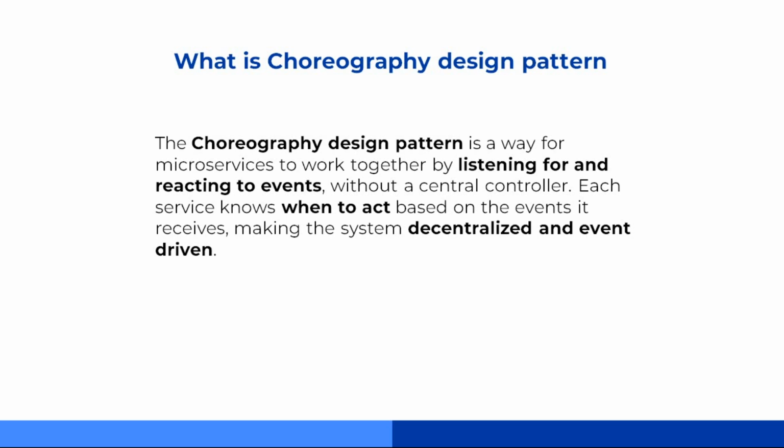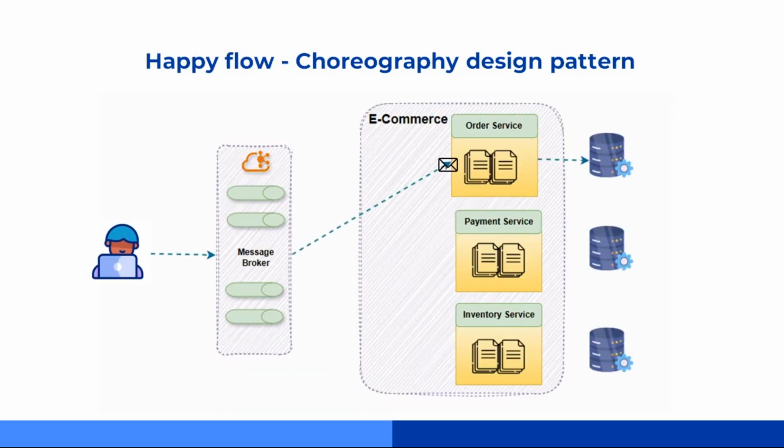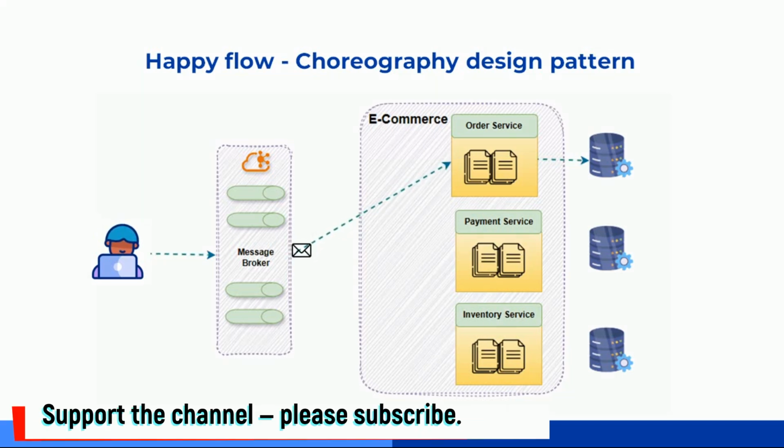This is what we call event-driven. Services simply respond to the events they receive. It's like a dance where everyone knows their moves just by watching the signals, not waiting for someone to shout instructions. First, let's understand the happy flow of the choreography design pattern. Once we get this, we'll move on and see what happens if a service fails and how choreography handles it.